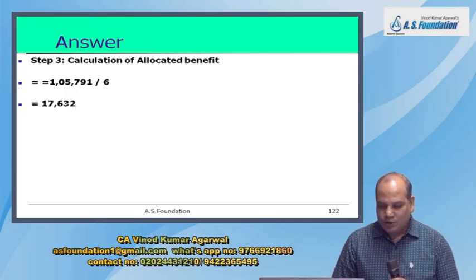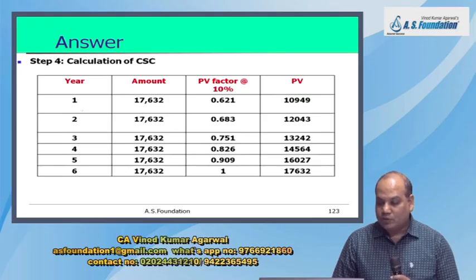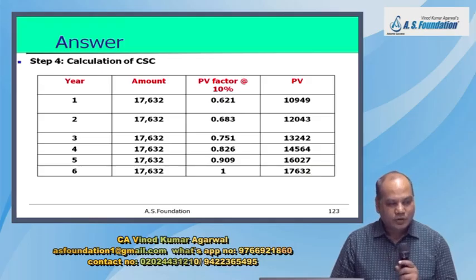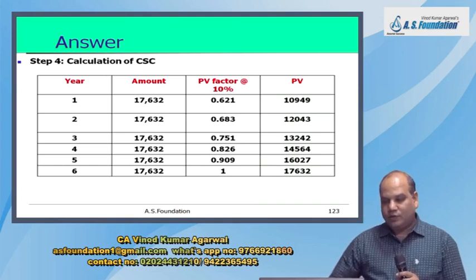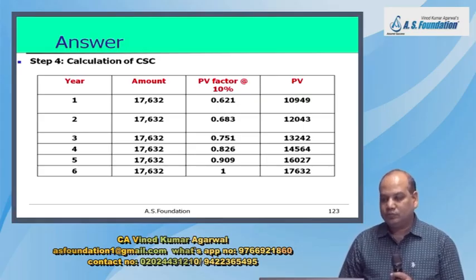Each unit, that means each year, generates an obligation of 17632 for the employer. So this will be payable at the end of year 6. Accounting will have to be done right from year 1. So we need the present value of current service cost. Step number 4, calculation of current service cost.